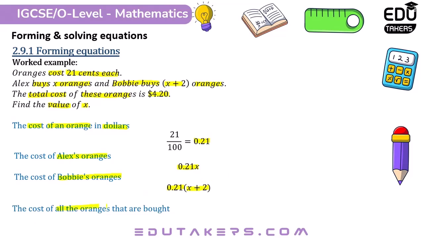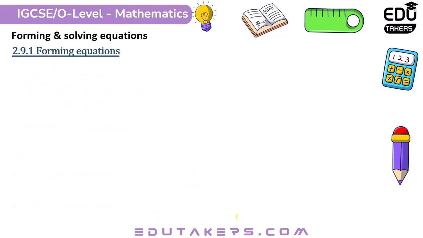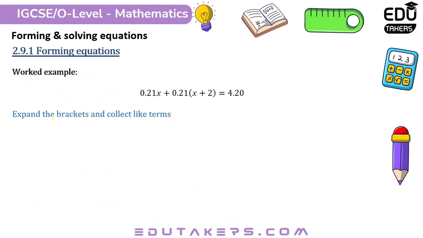The cost of all the oranges that are bought, 0.21 into x plus 0.21 into x plus 2 is equal to 4.20. Now we expand the brackets and collect like terms. 0.21x plus 0.21x plus 0.42 equals 4.20. So it will be 0.42x plus 0.42 equals 4.20.